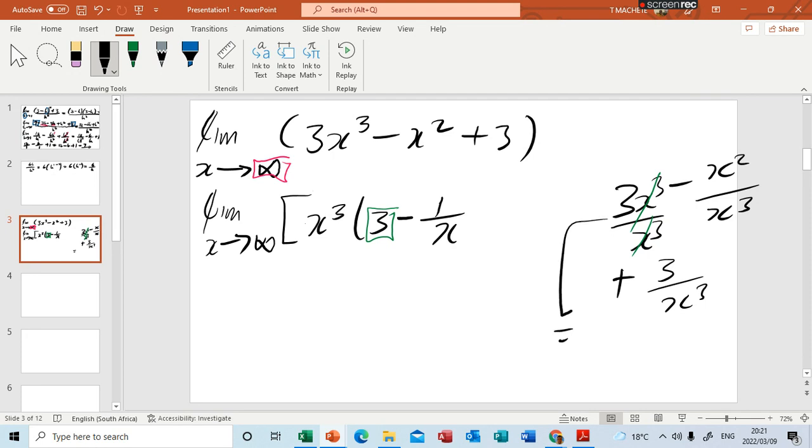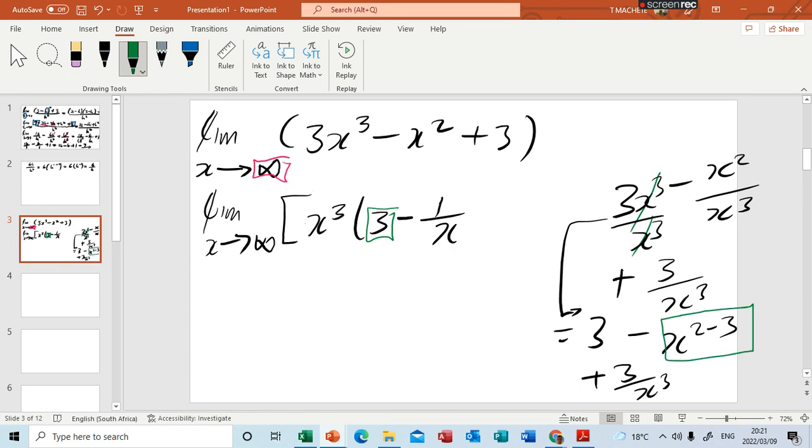This one you're gonna get 3 minus x to the power 2 minus 3. Then you're gonna get plus 3 over x cubed. That x to the power minus 1 that you're talking about, it's from here: x to the power 2 minus 3. 2 minus 3 is gonna get minus 1, which is the same as 1 over x. Understood?